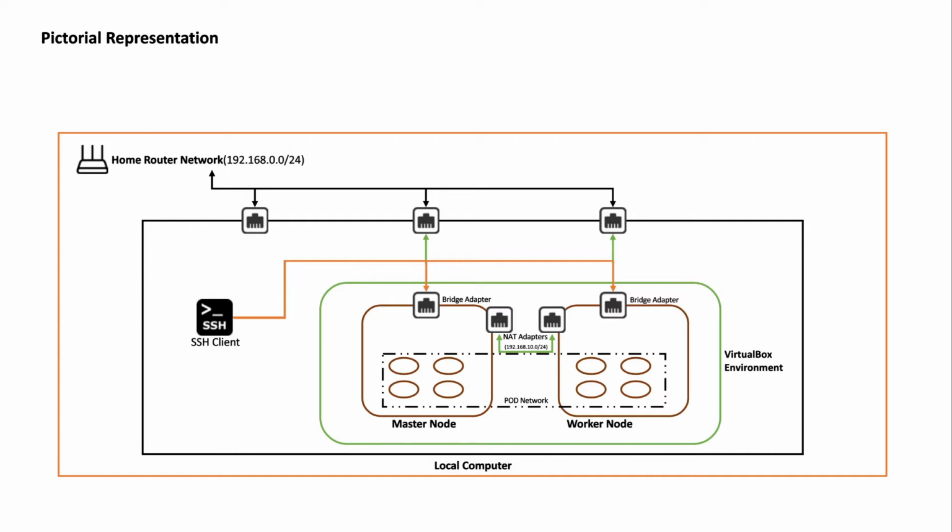So here we have 192.168.0.0/24 in the home router, but if you see in NAT, I have specified 192.168.10.0/24. So there is no chance of conflict. And this is how these two VMs are going to talk to each other, with connectivity from master node to worker node and vice versa.